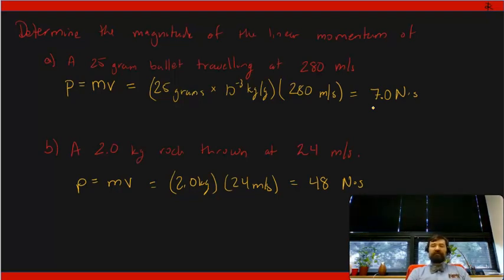Now, you may be a little surprised by this, and in fairness, bullets maybe travel a bit more than 280 meters per second, but even if you double the speed of the bullet, you're looking at 14. You're still more than 3 times larger value for this 2 kilogram rock, which is a fairly hefty rock to be throwing at 24 meters per second. It's kind of surprising at first glance that the rock would have so much more momentum than the bullet, but bear in mind that the rock is a lot more massive.